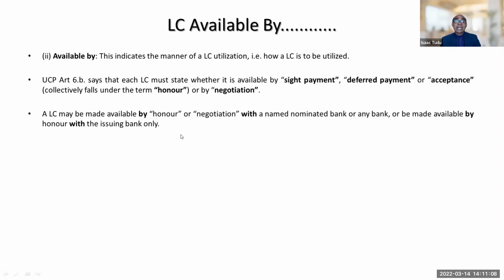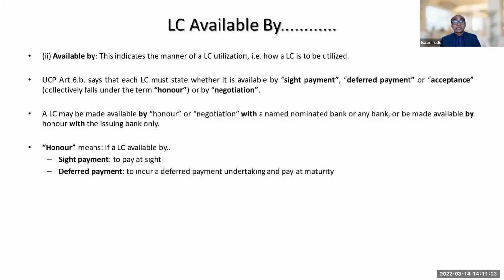Please note that an LC cannot be made available with the issuing bank by negotiation. Honor means: if an LC is available by sight payment, to pay at sight. If an LC is available by deferred payment, honor means to incur a deferred payment undertaking and pay at maturity. If an LC is available by acceptance, honor means to accept a bill of exchange, that is nothing but a draft drawn by the beneficiary, and pay at maturity.